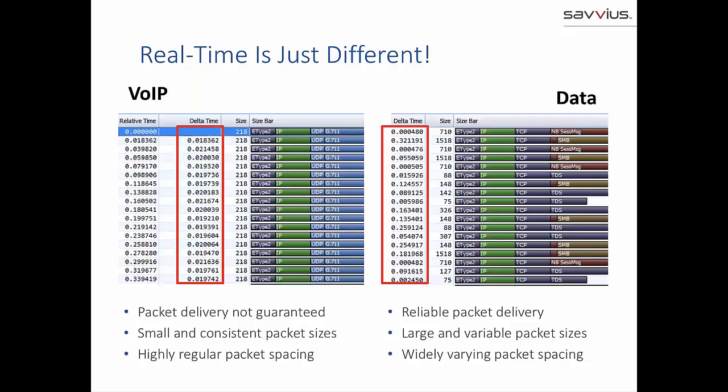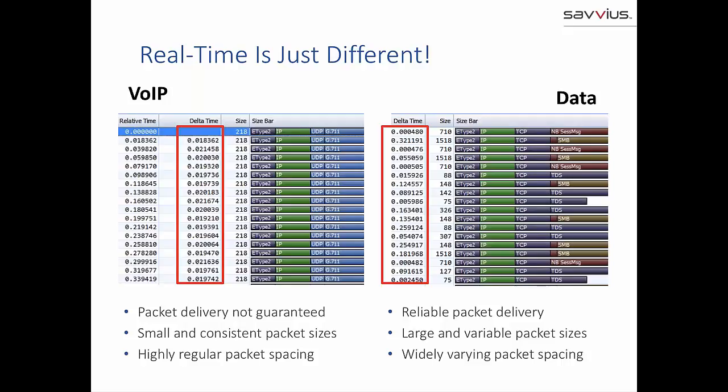Looking at it on the VoIP side, in that first packet, that was 18 milliseconds from the first packet to the second packet, and then 21 milliseconds from the second packet to the third, 20 milliseconds, 19 milliseconds, 20, 20, 20. So what you see there is a very, very regular packet spacing. Compare that on the data side, where, again, they're all over the map.